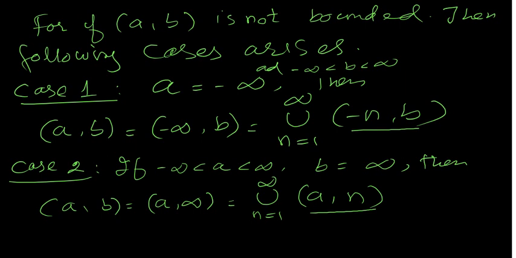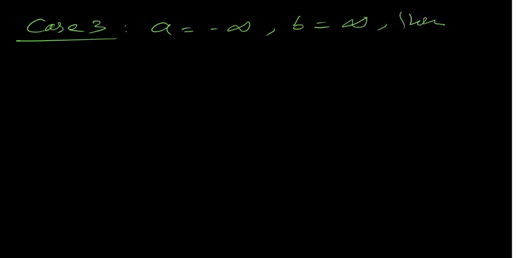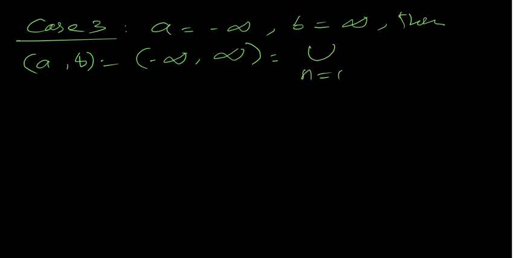And the last case, in which both are infinities. Case third: a is minus infinity, b is infinity. Then what can we do in that case? Then (a, b), which is equal to minus infinity to plus infinity, can be written as the union, n runs from 1 to infinity, of (minus n, plus n). So thus again it can be written as the countable union of bounded open intervals. Therefore we can assume that our interval (a, b) is a bounded open interval. So we prove the result for a bounded open interval.